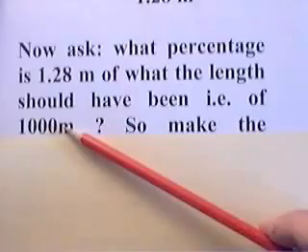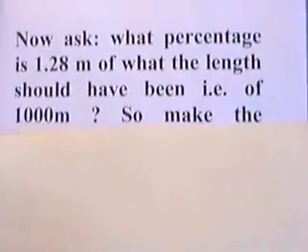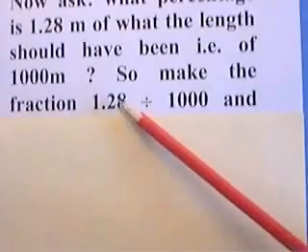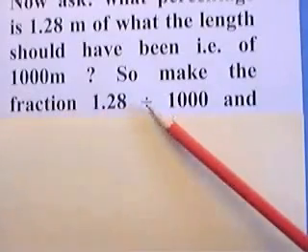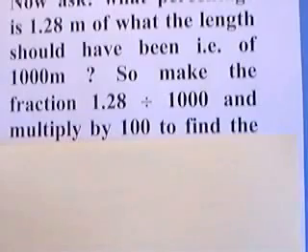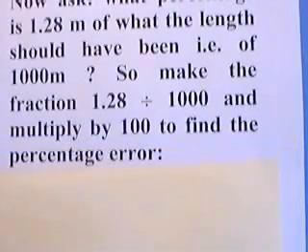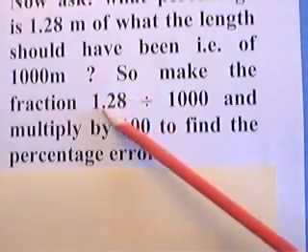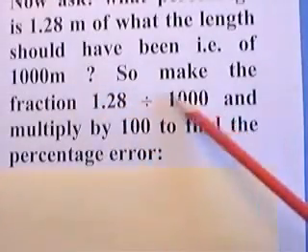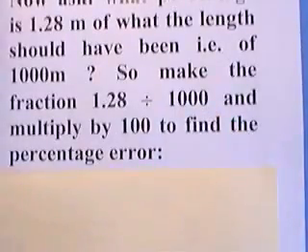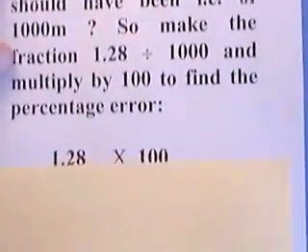And that is really the percentage error. So what we do is we make the fraction. Okay, you make the fraction 1.28 divided by 1000, and then you multiply by 100 to find the percentage error. So you're dividing the difference by what it should have been, and then multiplying by 100, and here we have it.